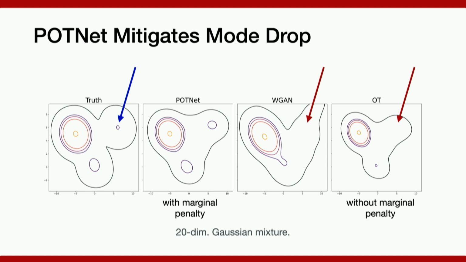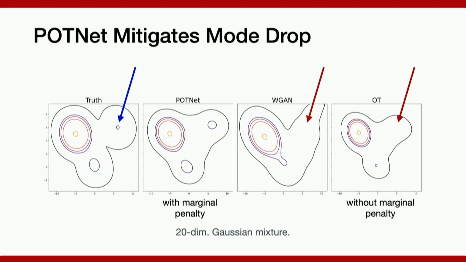So first, for type 1 mode dropping, on the left-hand side, I have the real data, and then I'm showing three models. POTNet is our model. Wasserstein-GAN is the Wasserstein-GAN implemented with gradient penalty. And then the last model, OT, is the same network structure as POTNet, but without employing the marginal penalty. And you see that both Wasserstein-GAN and the model without marginal penalty exhibit type 1 mode collapse because it doesn't have the small contours corresponding to the minority clusters, meaning it didn't assign adequate weights to the minority clusters.